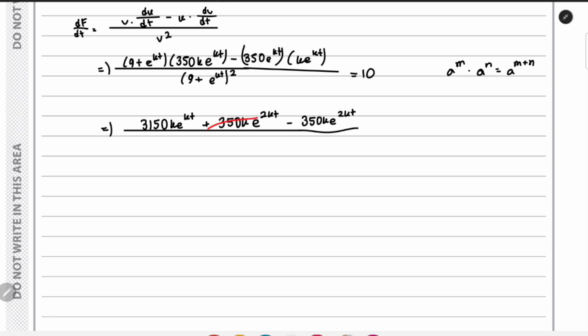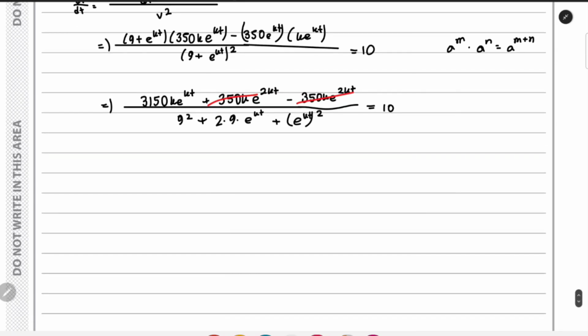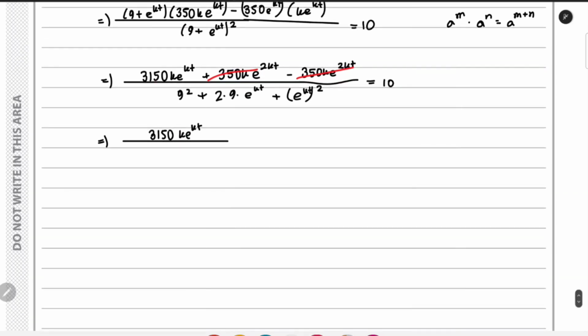This cancels out with this, and for the denominator we are left with 9 square plus 2 times 9 times e to the power kt plus e to the power kt whole squared. This is equal to 10. So on the top we have 3150k e to the power kt, and for the denominator we have 81 plus 18 e to the power kt plus e to the power 2kt. We are using the fact that a to the power m whole to the power n is the same as a to the power mn. This is equal to 10.